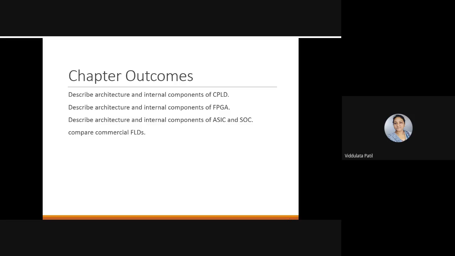Okay, so let us go further, and now we'll start with our actual unit. These are the outcomes that I have mentioned here. This is the expectation from your side after completion of this unit: you must be able to describe the architecture and internal components of all these different devices, and compare between these FPDs, so that whenever you design any circuitry, this will help you select a particular IC or device.